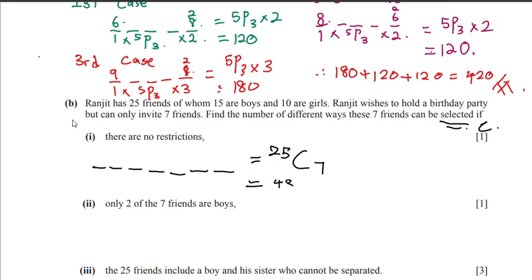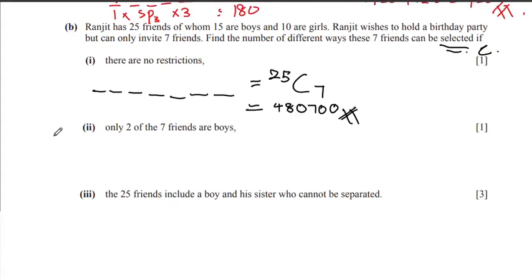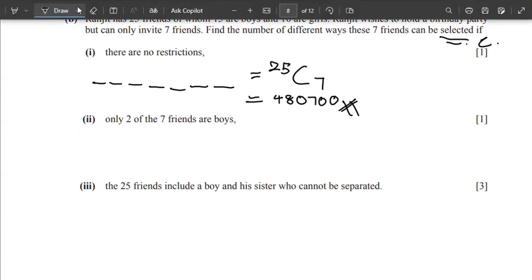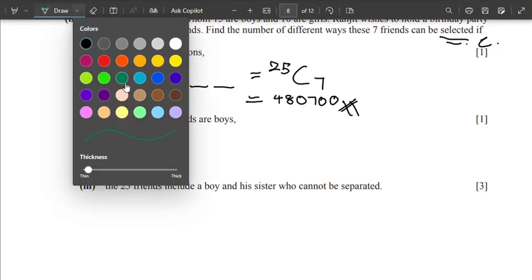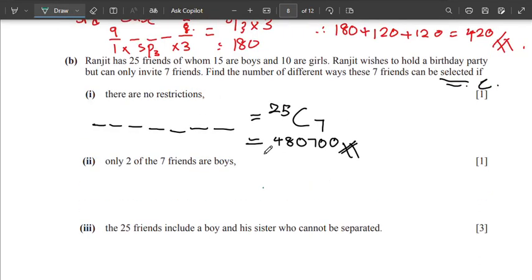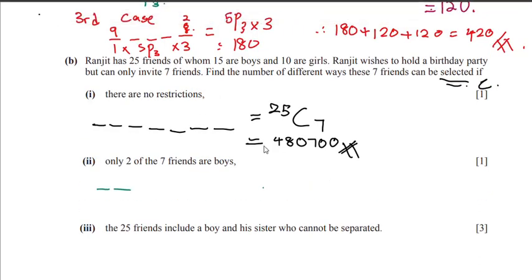480700. Not that hard, right? The first question. So, second question. Only 2 of the 7 friends are boys. Okay, imagine like this.